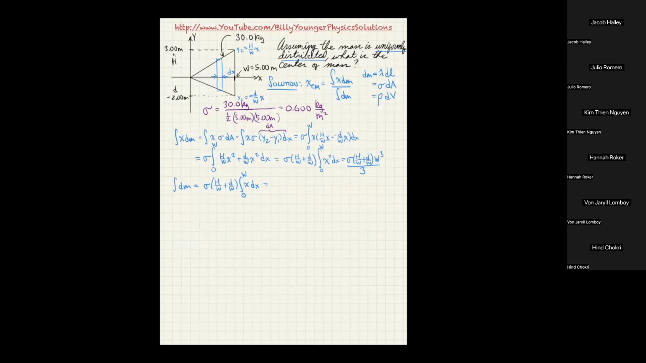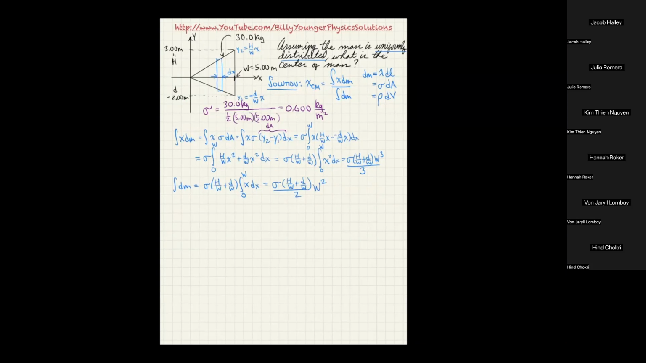Sorry about that, everyone. Now the integral of x dx, that is 1/2 x squared. So now I can say sigma times h over w plus d over w, which obviously they have like denominators, so I could actually add them now. All that is going to be divided by 2 and then times w squared. Okay.